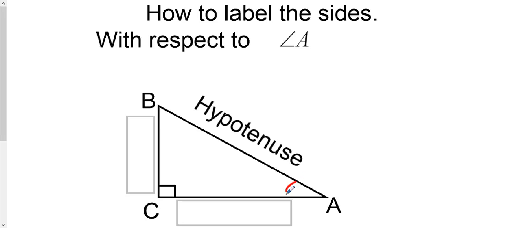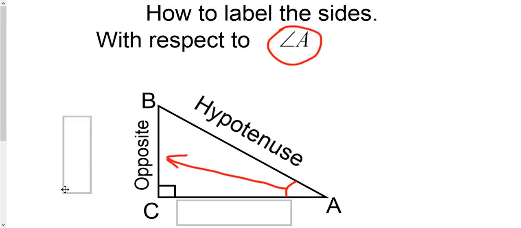Alright, so now with respect to this angle, there's a side called opposite. Opposite this angle, not the right angle, but the one we're referring to in this part of the problem, or these notes. We're referring to angle A. Which side is opposite angle A? Well, it's this side right here, and we call that the opposite side, or the opposite leg.